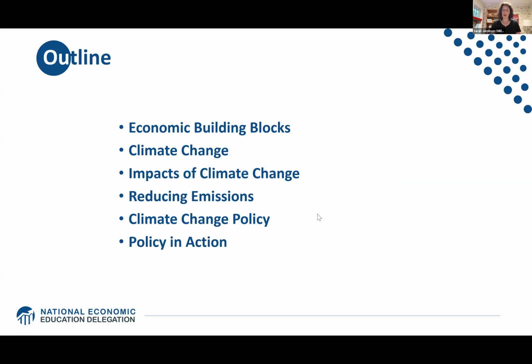So the structure of this talk is as follows. I'm going to talk to you a little bit about economics building blocks. We don't have any prerequisites for this Need course, so I want to make sure everybody's on the same page. And we're going to talk a little bit about the basics of climate change and how it affects people. We're going to talk about reducing emissions and climate change policy. And then we're going to talk about a specific policy and how it has been working.